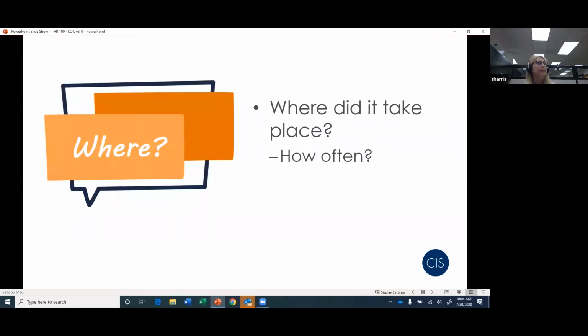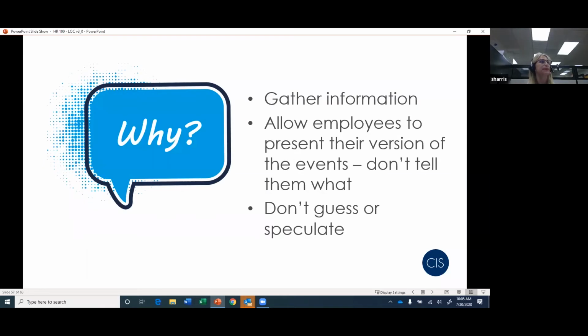So when? Where? Where is this conduct occurring? Is it happening in the office? Is it happening in a city-county pickup truck? Is it happening on a taxpayer's property? Maybe the inappropriate conduct that we want to discipline was happening out on a citizen's property. So where did the conduct take place? We also want to identify here how often the conduct is taking place.